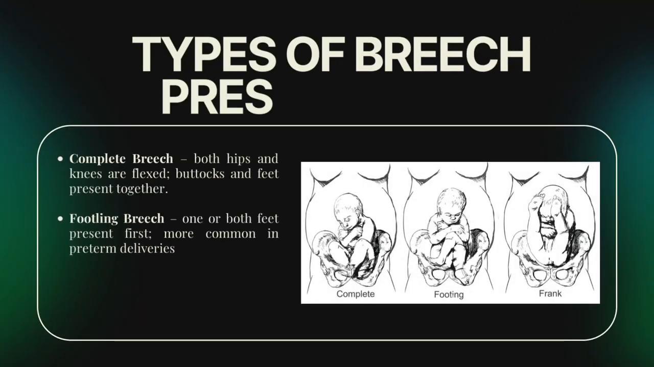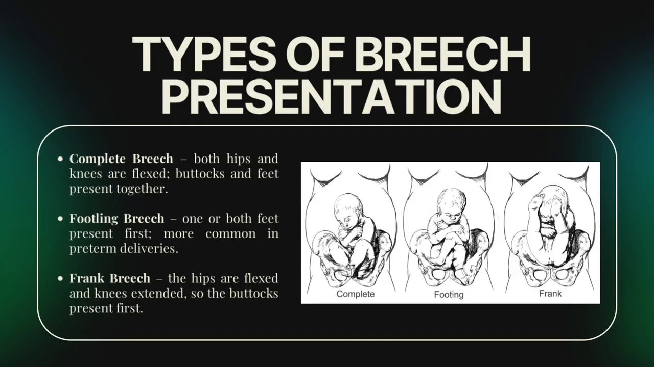There are three main types of breech presentations: the frank breech, complete breech, and footling breech. First is the frank breech. This is when the hips are flexed and knees extended, so the buttocks present first. Next is the complete breech. This is when both hips and knees are flexed, buttocks and feet present together. And next is the footling breech. This is when one or both feet present first, which is more common in preterm deliveries. Each type has different implications for delivery and requires specific nursing interventions.